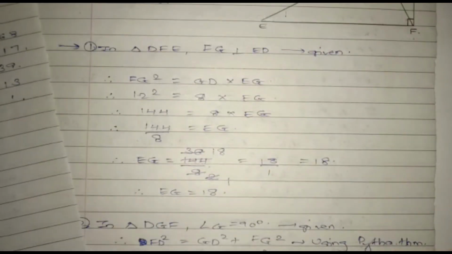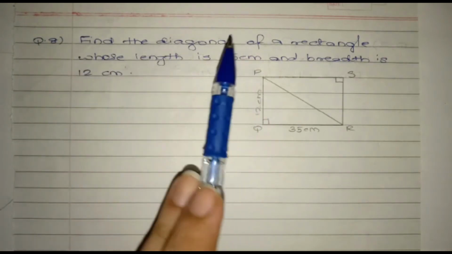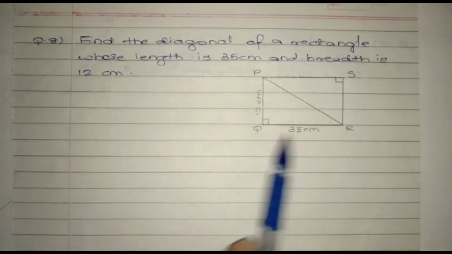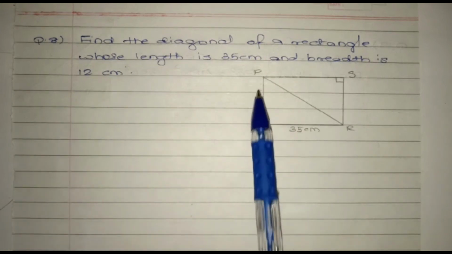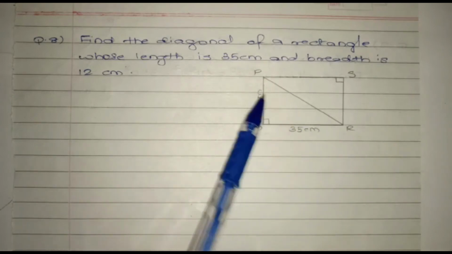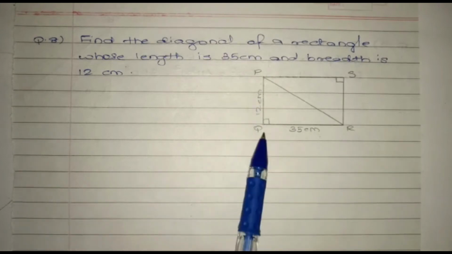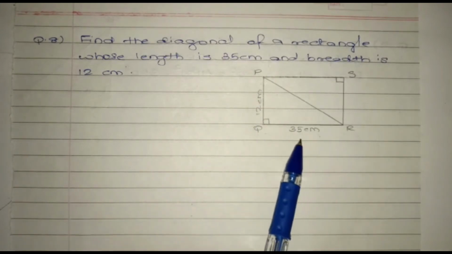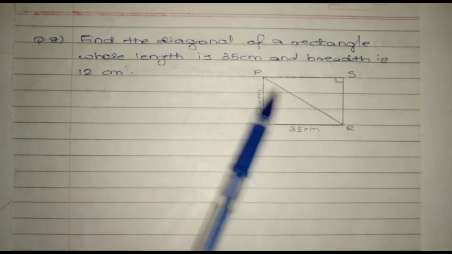Okay, now let us start with 8th sum. Now in this 8th sum, we are asked to find the diagonal of a rectangle whose length is 35 cm and breadth is 12 cm. So I have considered a rectangle PQRS, where PR is the diagonal of this rectangle and breadth is PQ, that is 12 cm, and QR is its length with 35 cm as its measure. And we have to find out PR.